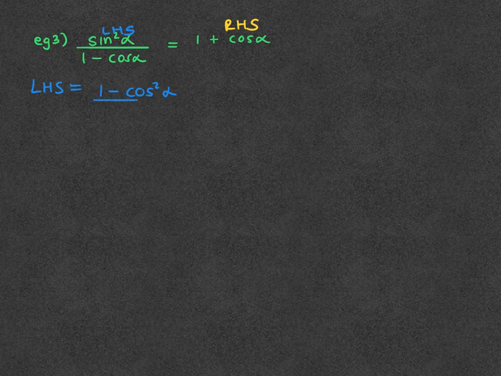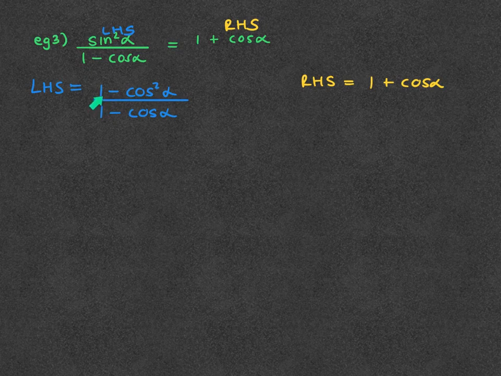If I look to the right-hand side, the right-hand side can't really become anything else, right? The right-hand side is 1 plus cos alpha. Again, you might be saying, but I see 1, and I know that 1 can be sine squared alpha plus cos squared alpha. But I don't always like to do too much manipulating to start with, because this right-hand side is looking quite simplified already. So I'm just going to leave it like this for now and see where I'm going over here.